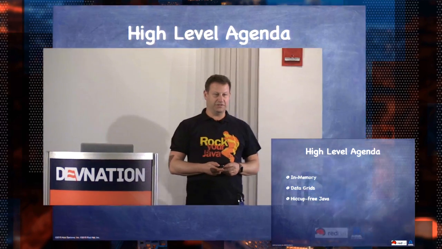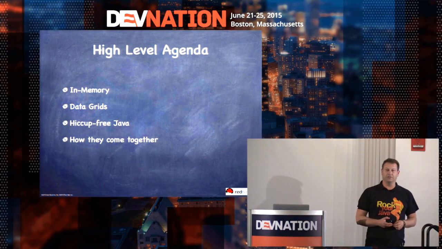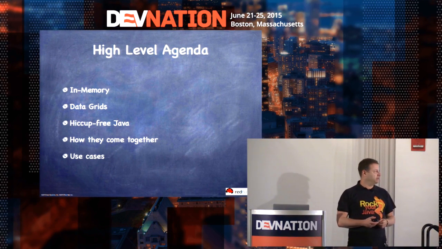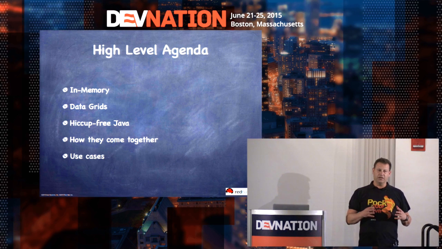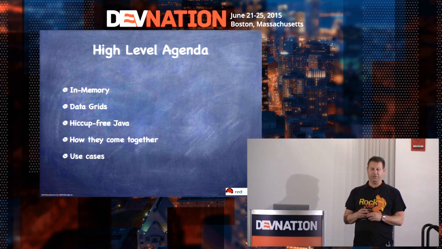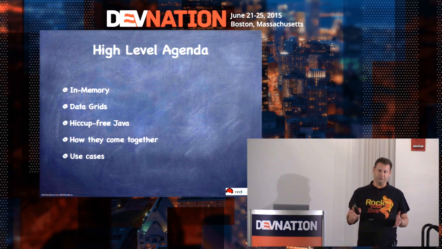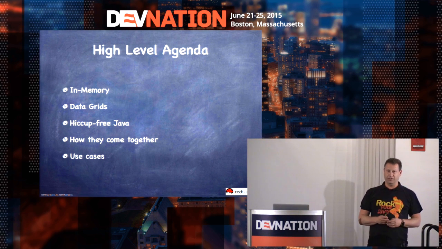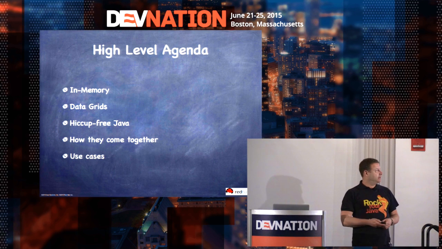From an agenda point of view, we're going to talk about those three things. We'll talk about how they come together in some actual practical examples, and we'll cover some use cases of applications in the real world that we sanitized from their actual customer situations, but these are real applications with real uses of data grids with clean in-memory Java.